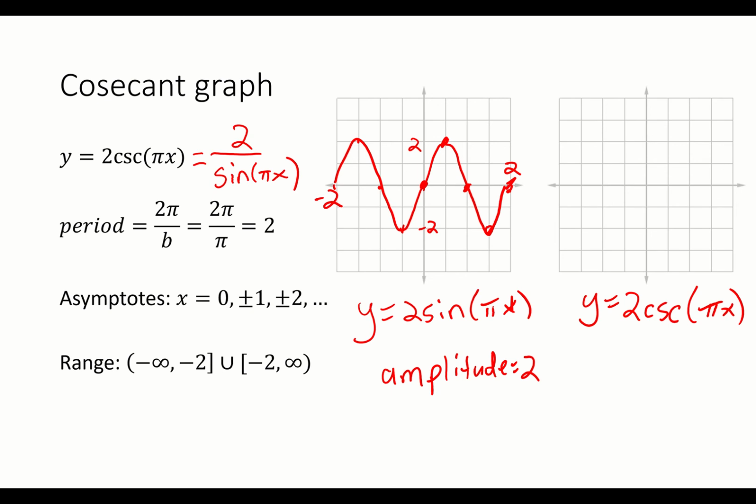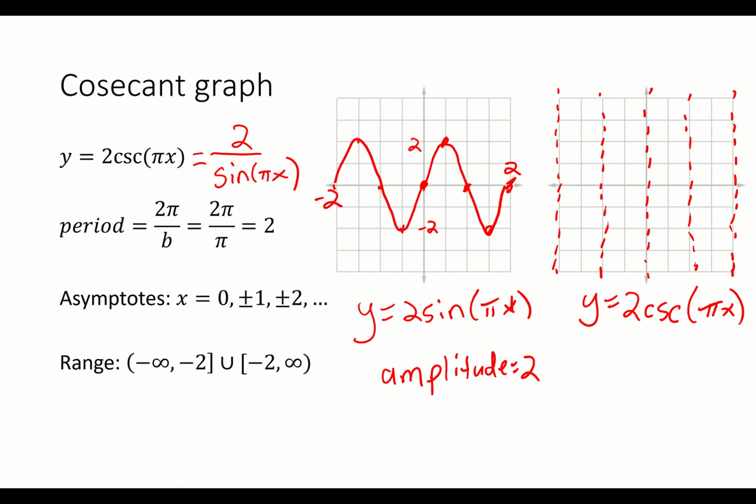So now I want to use that graph to graph the corresponding cosecant function, to graph y equals 2 cosecant of pi x. So the key idea here is that since sine and cosecant are reciprocals, wherever the sine function is 0, the cosecant function is undefined. So I'm going to look at that sine graph, and wherever that sine graph has a 0, the cosecant function will have a vertical asymptote, because the cosecant function will not be defined there.